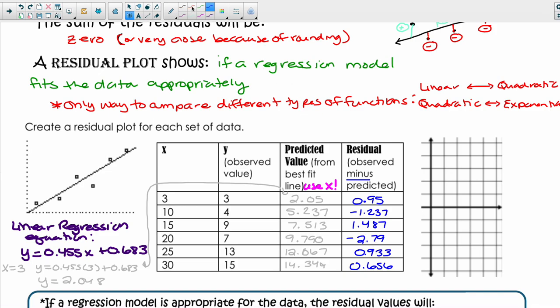Now, all of these residual values, I'm going to make a little note down here. All of these residual values are actually pretty close to 0, which tells us that this linear regression is a good fit. So all residuals are close to 0. So linear is a good fit.